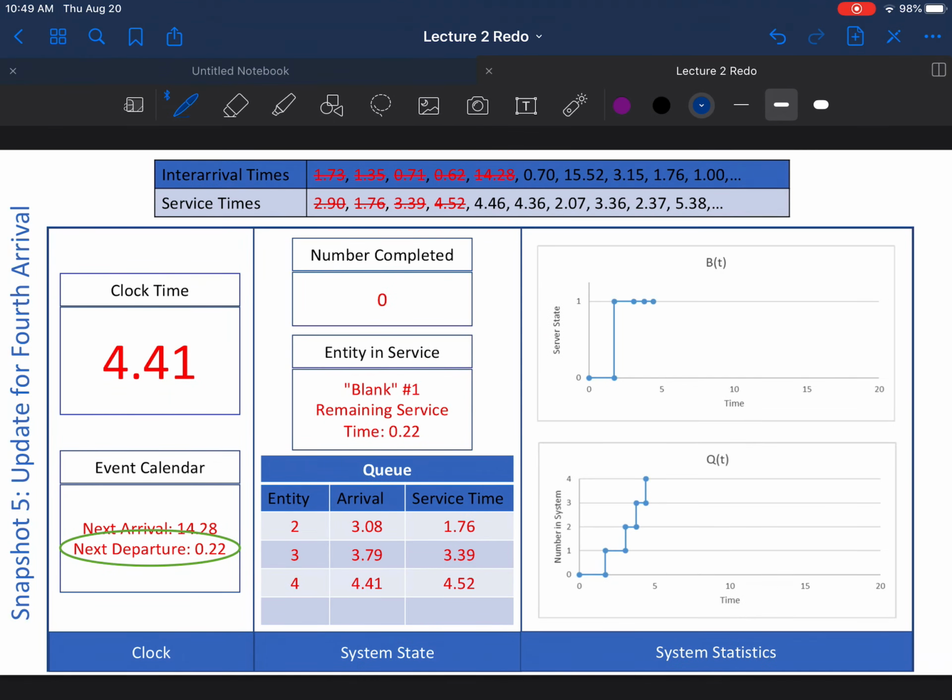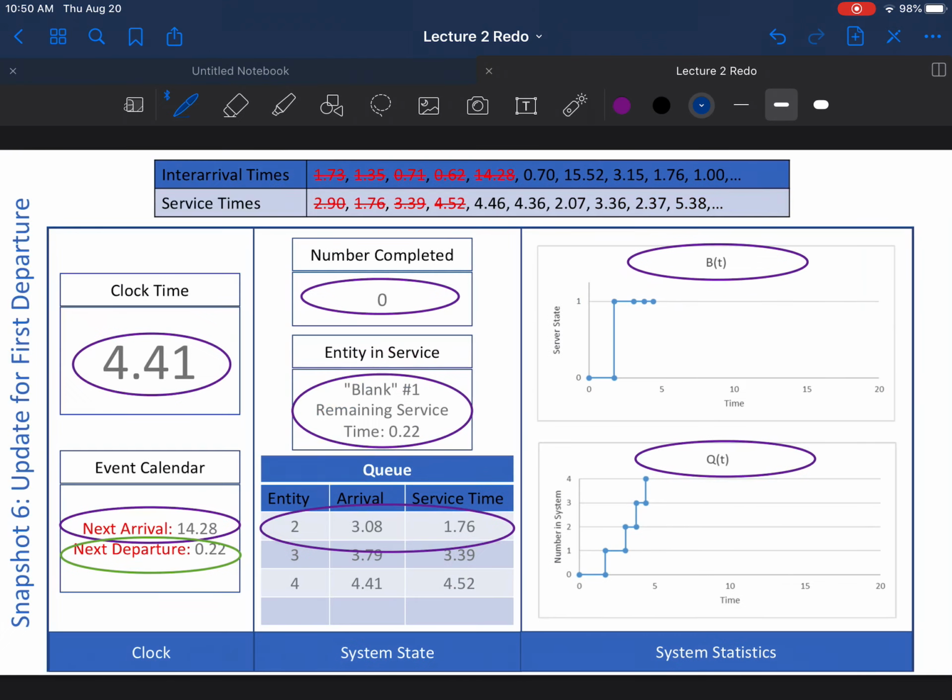Okay, so let's think about what's going to happen next. We've been doing basically arrivals. We had arrivals of blank 1, 2, 3, and 4. Now finally we're going to see a departure, because that's, of course, the minimum in our events calendar. That's the next thing that happens. So we have to update all the things, the clock time and all these things that are circled.